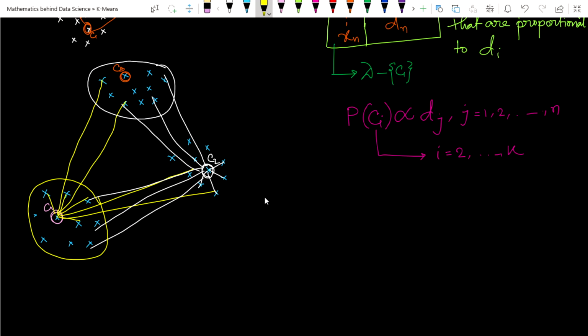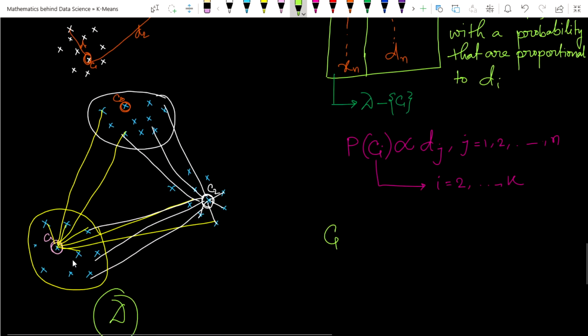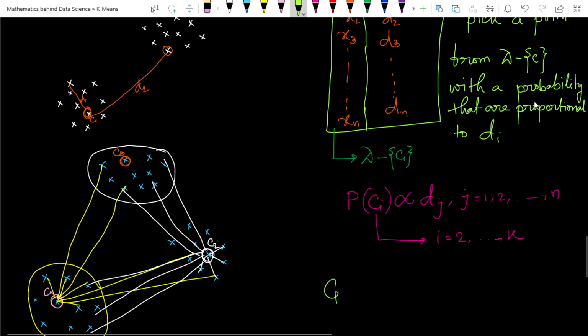So first we have to pick any random value from our whole data set. Suppose this is the whole data set D, and any random value that we have picked is C1 first. Now from C1, we have to calculate the distances to the rest of the points. Based on these distances, we make a distribution, and from this distribution we pick the next centroid value.